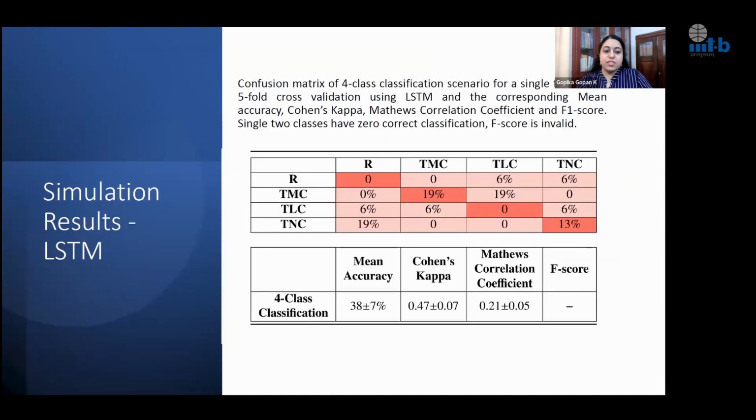Now, the simulation result of LSTM is shown over here. We can observe that the rest and the least creative are completely misclassified. So one of the possible reasons is that we have very limited data. It's just 18 subjects. So the LSTM is unable to capture the characteristics that are required for distinguishing between them. Even with this misclassification, it was still able to obtain 38%, which was similar to that of the statistical as well as source-based analysis.